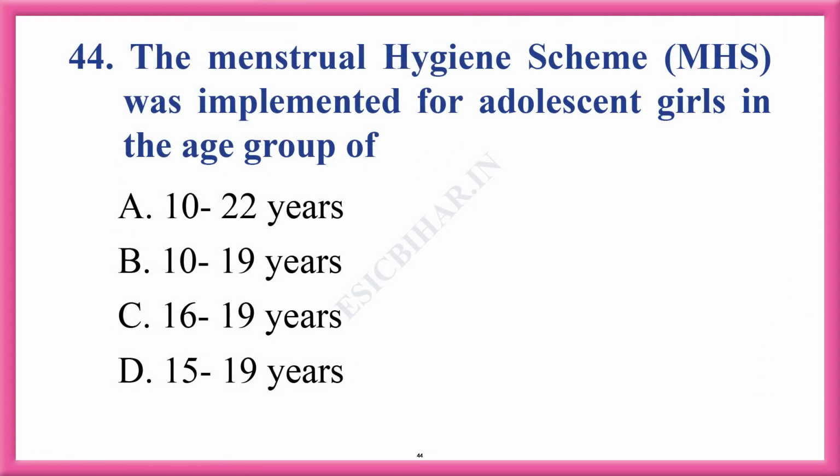Question 44. The menstrual hygiene scheme, MHS, was implemented for adolescent girls in the age group of: A. 10 to 22 years, B. 10 to 19 years, C. 16 to 19 years, D. 15 to 19 years. And the answer is B. 10 to 19 years.